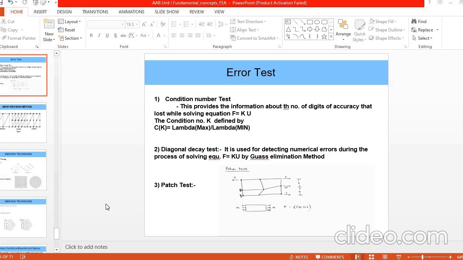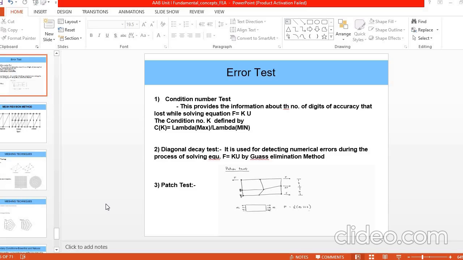The first test is condition number test. This provides information about the number of digits of accuracy that are lost while solving the equation F = KU. The condition number is defined by C(K) = lambda max / lambda min, where lambda max represents the largest eigenvalue of K and lambda min represents the smallest eigenvalue of K.